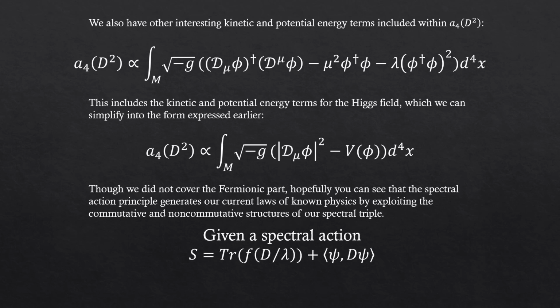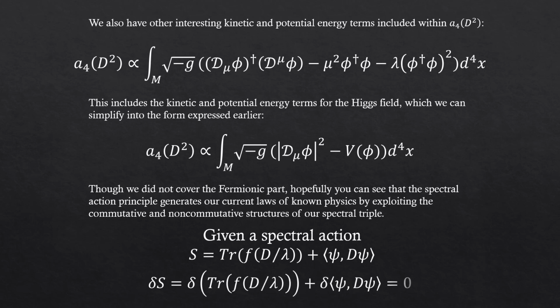Given a spectral triple, S equals the trace of f of D slash lambda plus psi with D acting on psi, where D is a generalized Dirac operator. The variation of our spectral action must equal 0. This is the spectral action principle. This generalizes all known current physics.